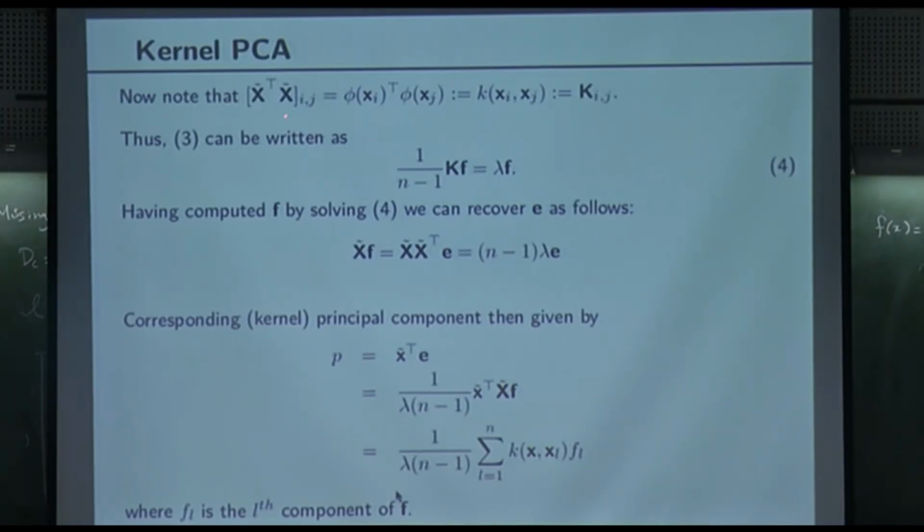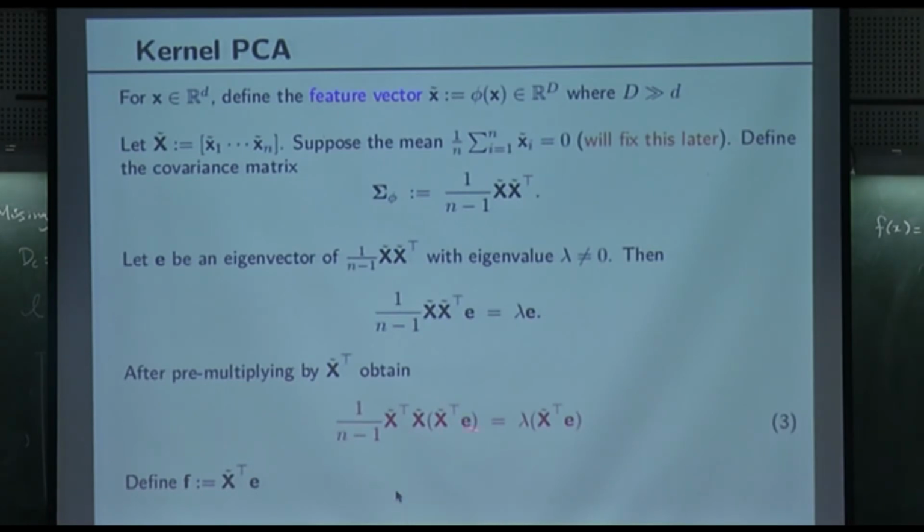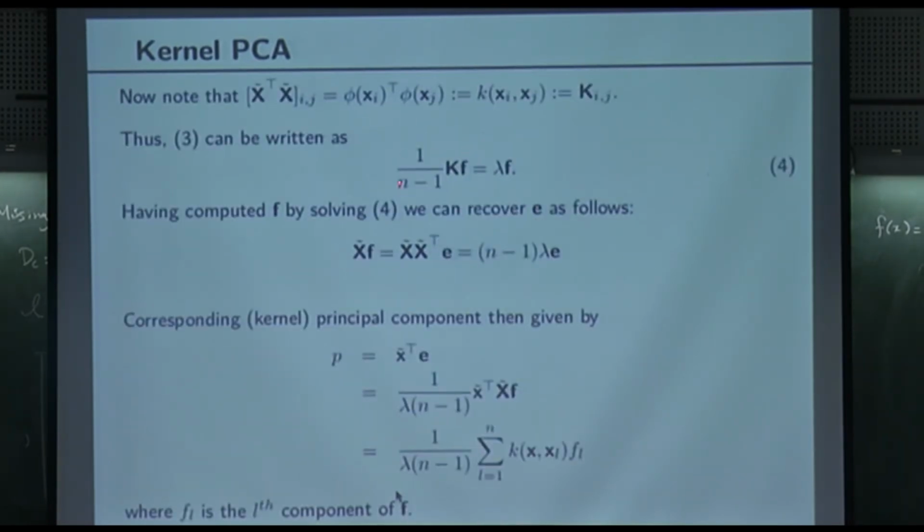Then note that x tilde x tilde transpose ij is phi xi transpose phi xj. This is nothing but the Gram matrix. So if that is the feature vector, then this component is simply the kernel k xi xj, which is written as K. So this relationship can be written as 1 over n minus 1 K f is equal to lambda f. Having computed f by solving this, we can recover E as follows: x tilde transpose f is equal to x tilde transpose x tilde E, which is n minus 1 lambda E. And the corresponding kernel principal components are given by x tilde E, which is x tilde x tilde transpose f. You put it all together, this is what happens. Now, what is going on over here? Let me unpack everything.